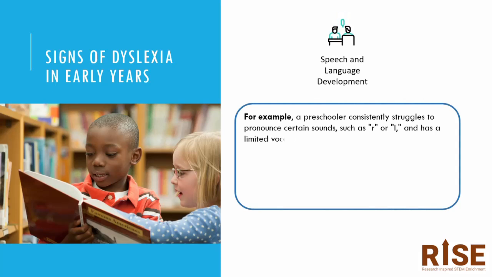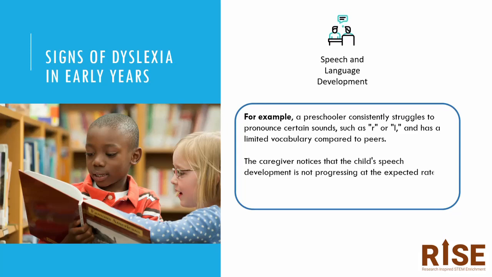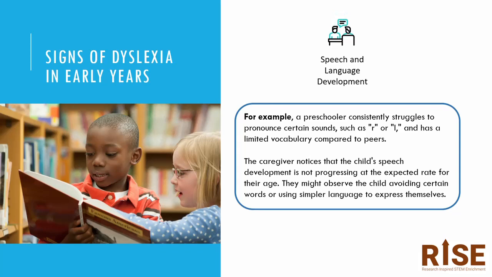Speech and language development. During early years, delayed speech or difficulties in articulation may manifest as challenges in expressing thoughts verbally. Limited vocabulary and simplified sentence structures may be evident. For example, a preschooler consistently struggles to pronounce certain sounds such as R or L, and has a limited vocabulary compared to peers. The caregiver notices that the child's speech development is not progressing at the expected rate for their age. They might observe the child avoiding certain words or using simpler language to express themselves.